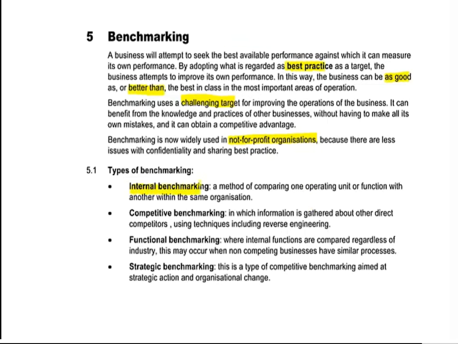So internal benchmarking then is when we're comparing one unit or function within the same organisation. So that could be branches of the same bank, it could be local libraries within the same town.